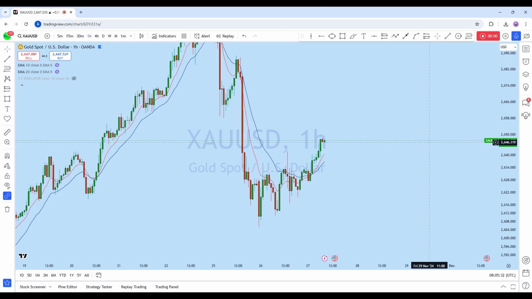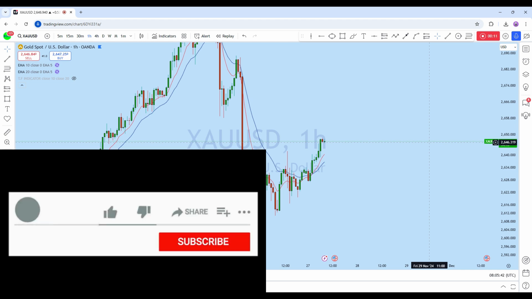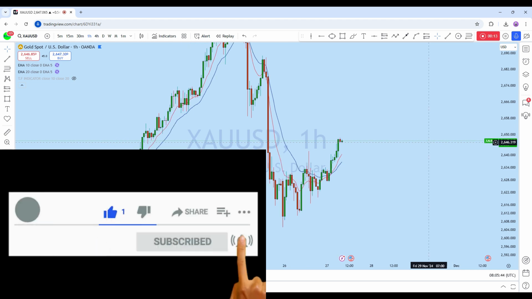Hello trader, I'm going to do a complete multi-time frame analysis on XAUUSD. Let's see what kind of trading opportunity we currently have in this instrument, as lower time frame price action is showing a significant reversal pattern has formed.